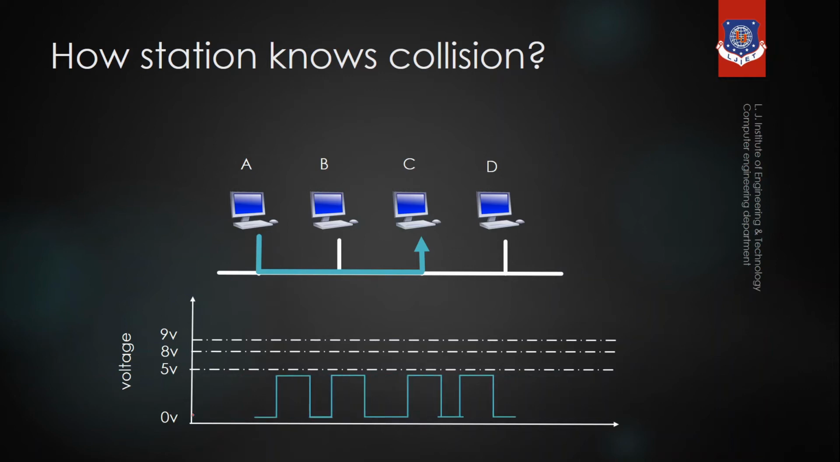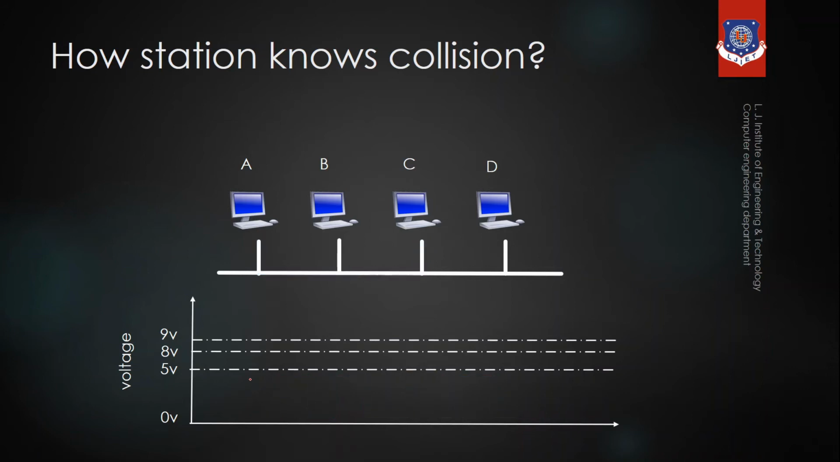Now notice the signal. The signal has two voltage levels, 0 volt and 5 volt. So from this signal we can understand that 0 bit is for 0 volt and 1 bit is for 5 volt.